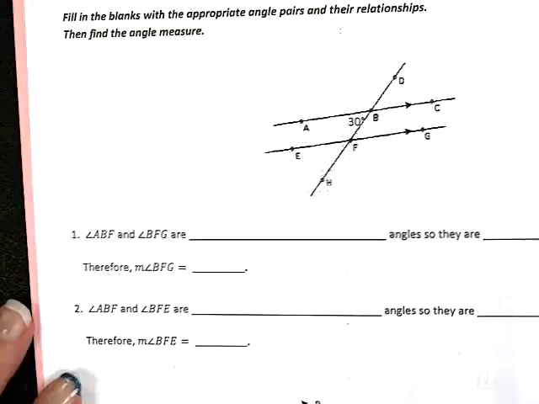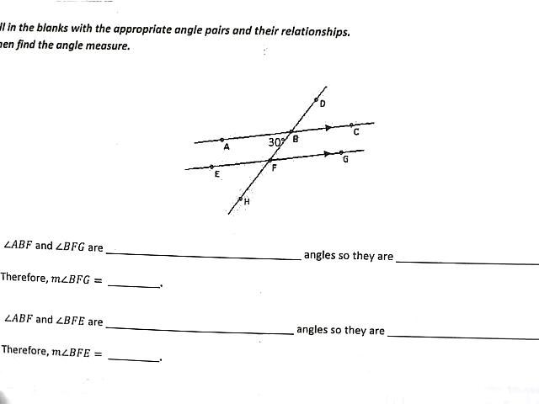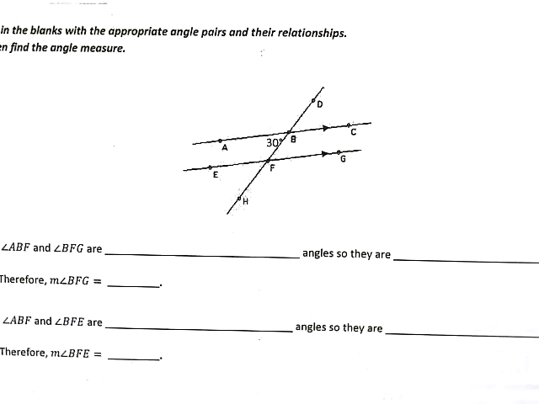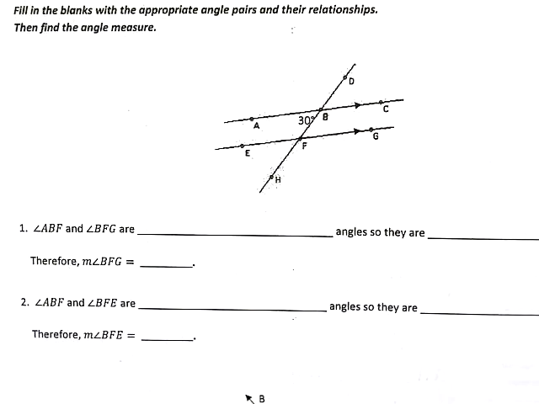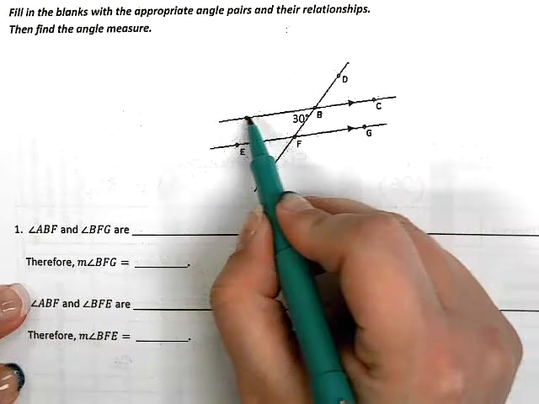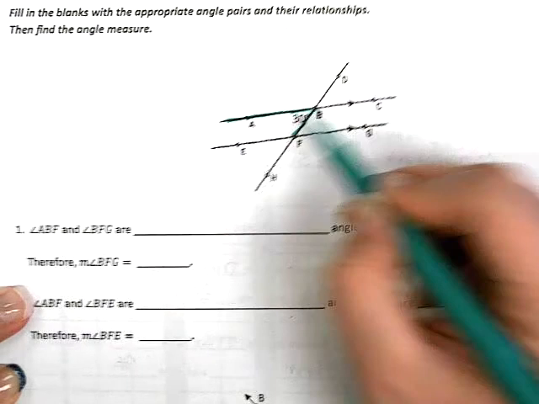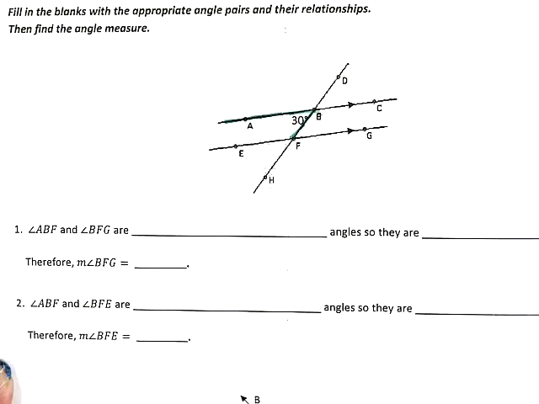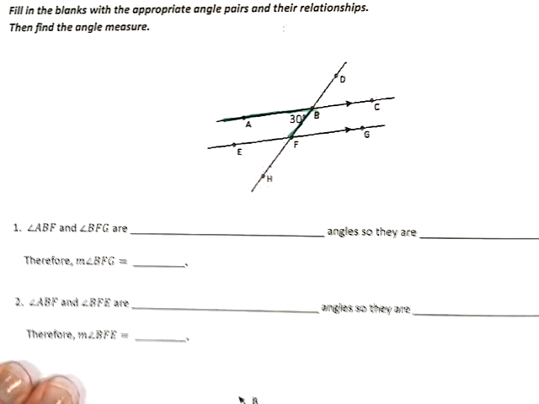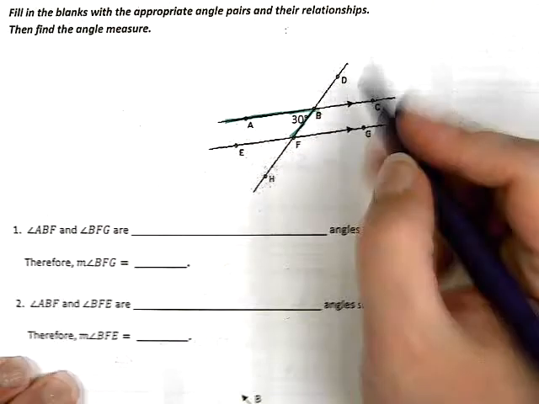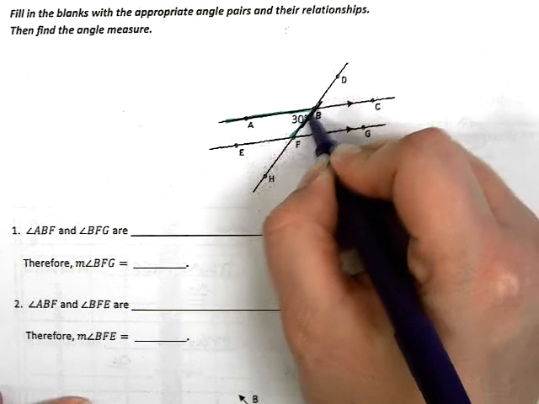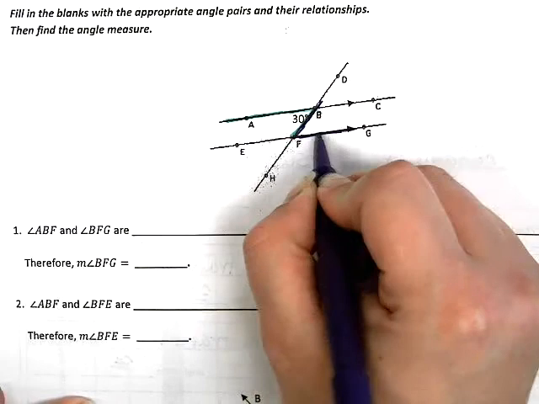And let's look here. So we want to fill in the blanks with the appropriate angle measures and their relationships, and then find the angle measure. So angle ABF, I'm going to highlight ABF, is right here. So that's that 30-degree angle right there. And BFG. So what is BFG? B is right here, F, G.